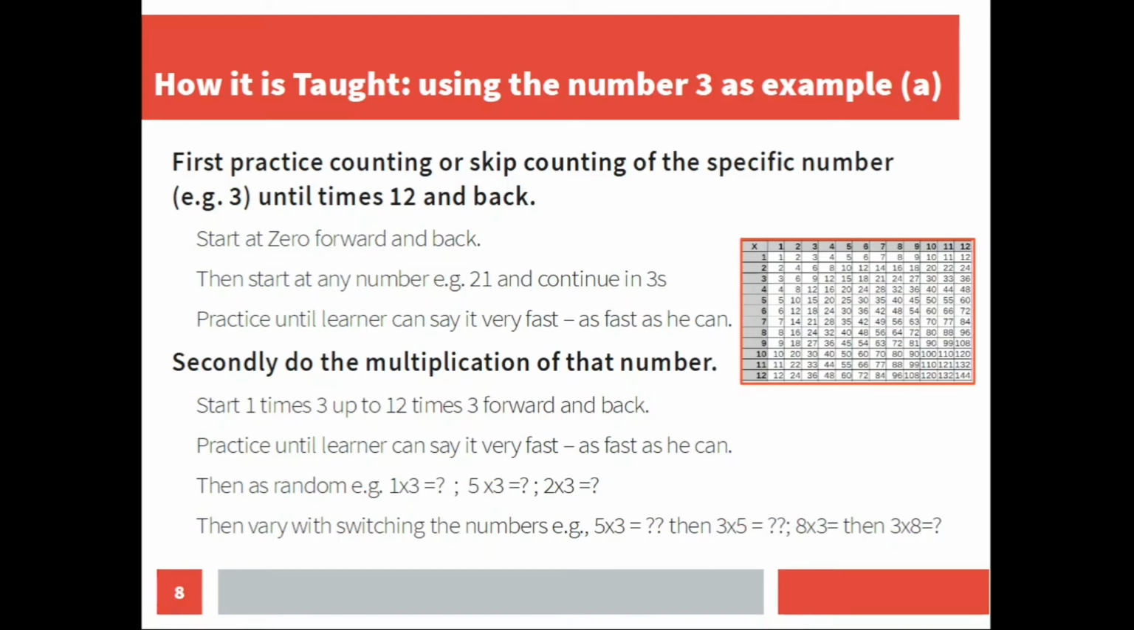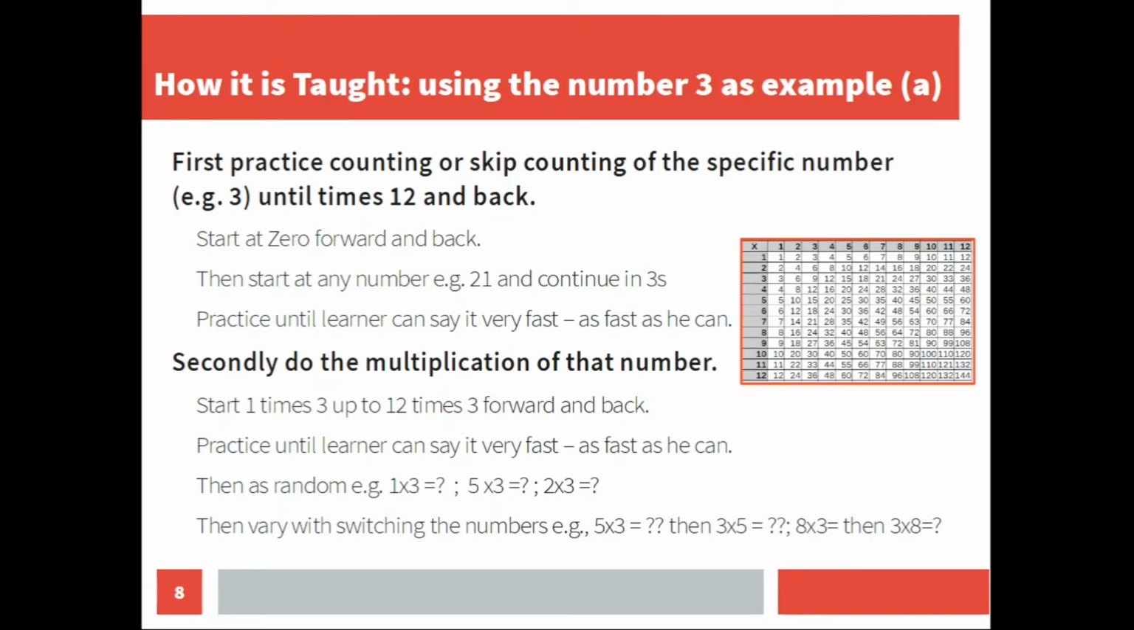And when he masters that, then you switch it around. First the order, and then start switching it around. 1 times 3 is what? 3. 3 times 3 is what? 9. 7 times 3 is what? 21. And so let him call it until he is a little more fluent.